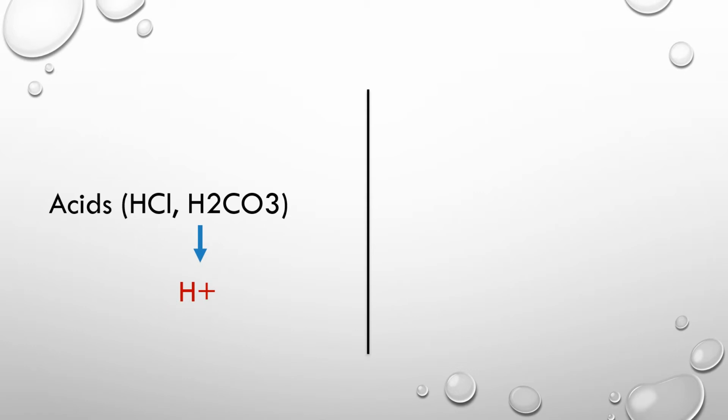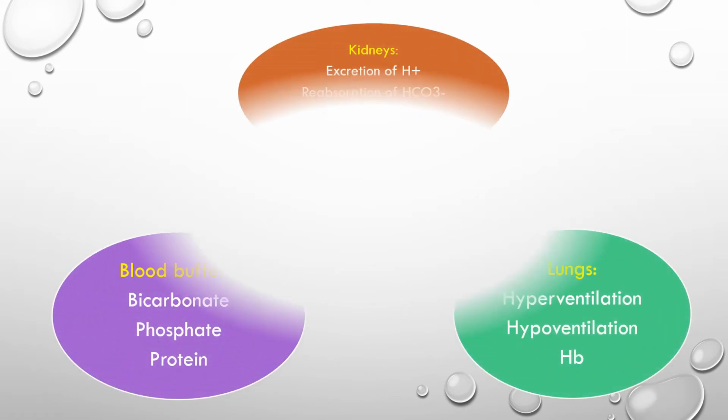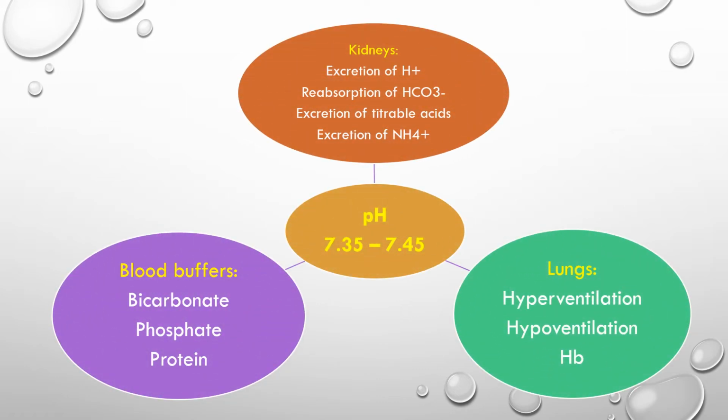Now, acids such as hydrochloric acid and carbonic acid donate hydrogen ion, that is proton, and bases such as bicarbonate and ammonia accept proton. This balance is further regulated by the kidneys, the lungs, and the blood buffer systems. With all these efforts, the blood pH is maintained at a narrow range of 7.35 to 7.45.